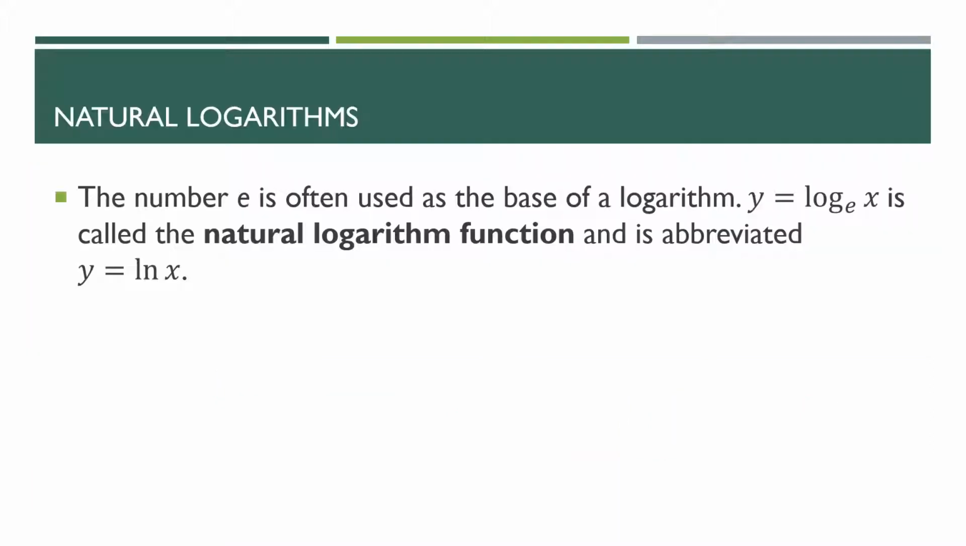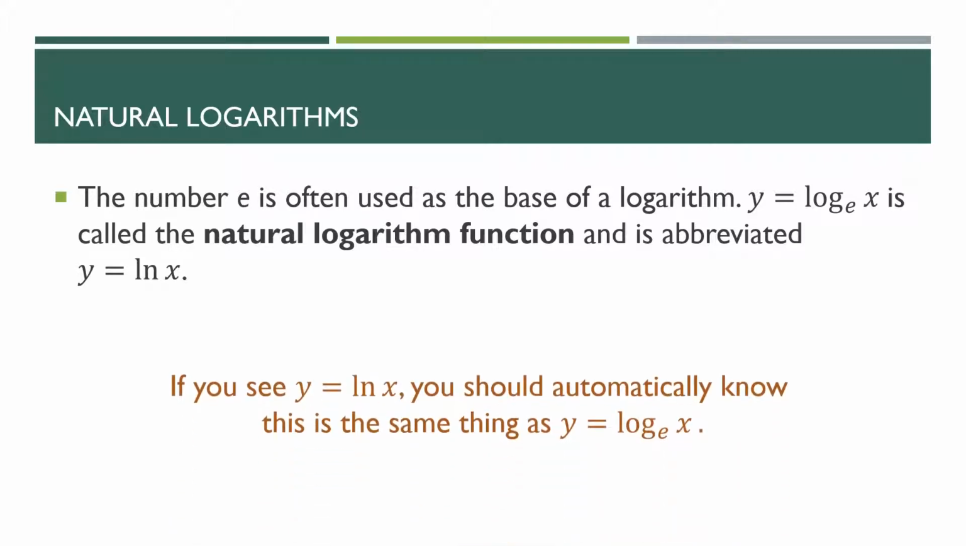Now let's look at the natural log. The number e is often used as the base of a logarithm, and that's why we call it the natural logarithm, because remember before we called it the natural exponential function when it was involving e. It says y equals log base e of x is called the natural logarithmic function and is abbreviated y equals ln of x.